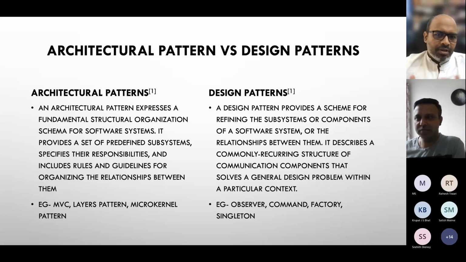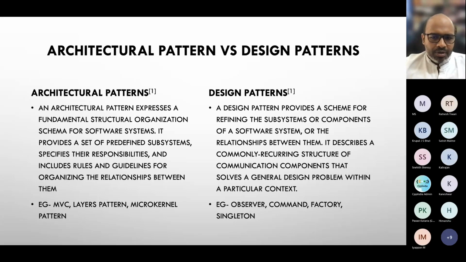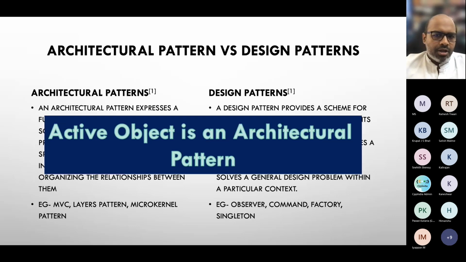So you must have heard about design patterns like observer, command, factory, singleton. But this talk is not about design patterns, it's about architectural patterns. So what is an architectural pattern? The definition is that it expresses a fundamental structural organization schema for a software system. So it's basically a pattern using which you design a software system. There are many well-known architectural patterns like MVC, microkernel, layers. In this talk, we are going to talk about active objects, which is an architectural pattern.